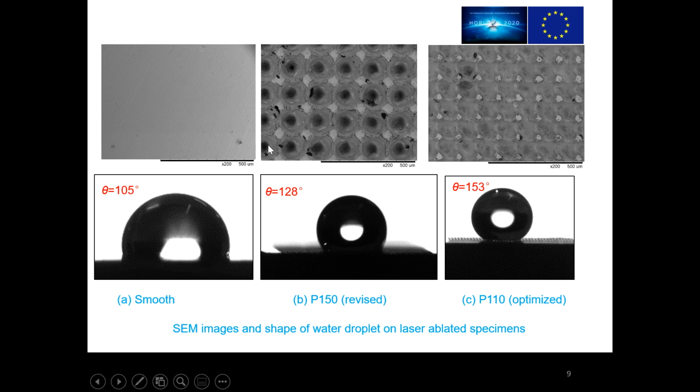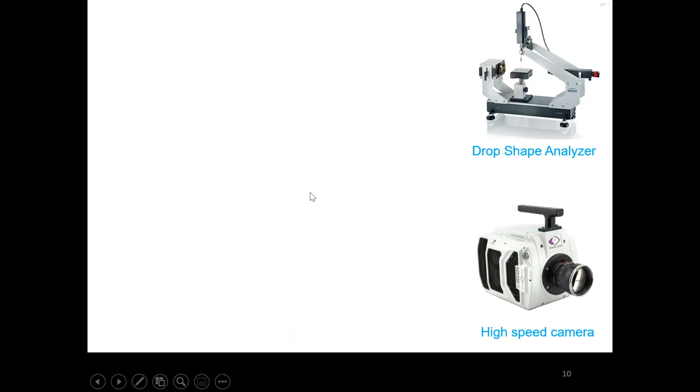And the results show that different surfaces have different contact angles. For the smooth surface, the contact angle is just 105 degrees. However, for the surface with a pitch of 110 microns, it has a contact angle of 153 degrees. It can be called a superhydrophobic surface.